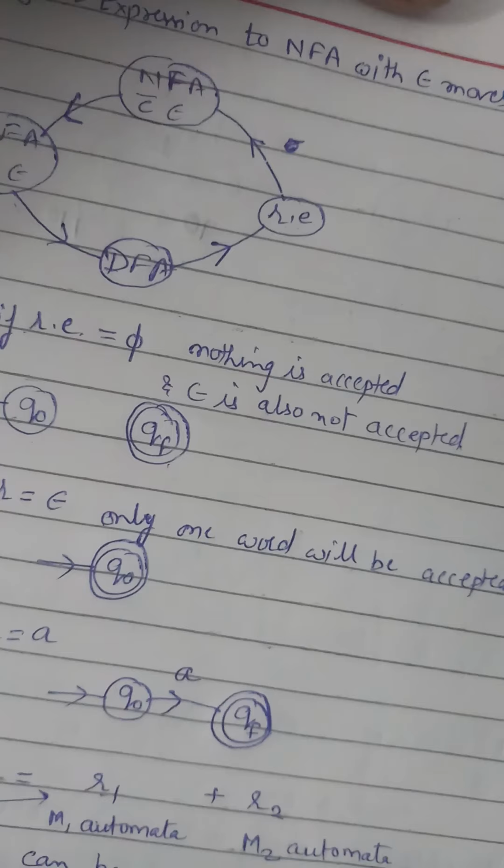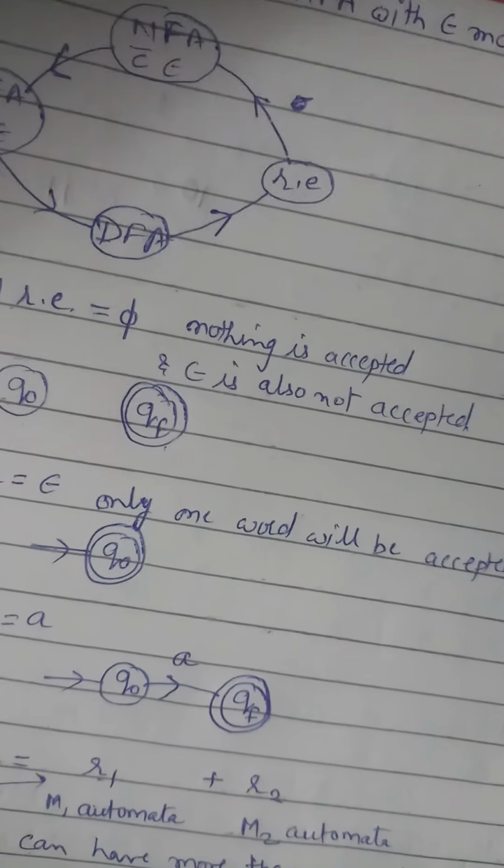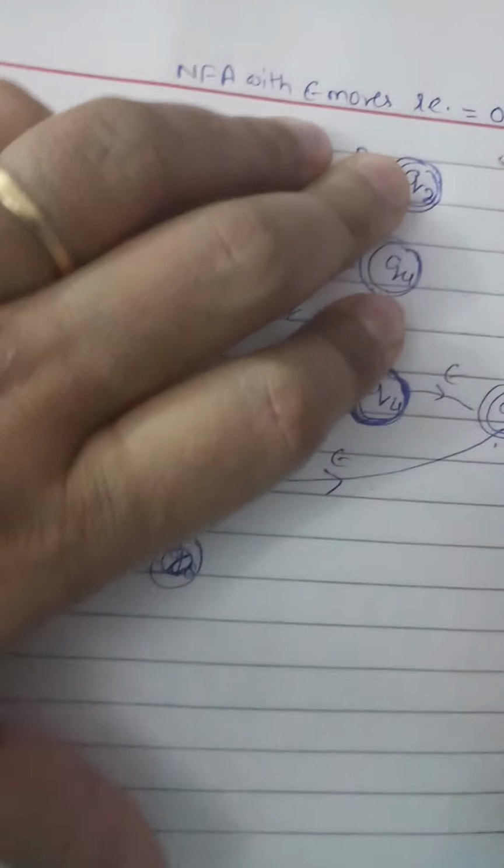So how can we do this? We take an example and we can see. Suppose we are doing the conversion to an NFA with empty moves for the regular expression 0 1 star plus 1. How are we going to do this?